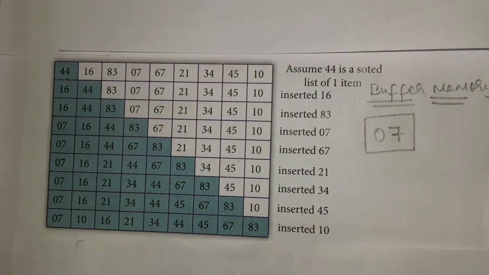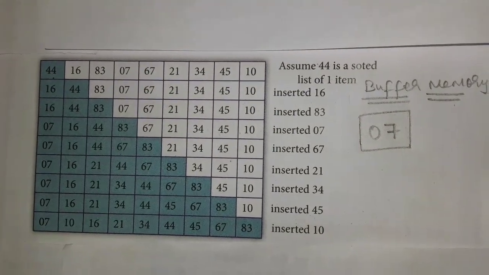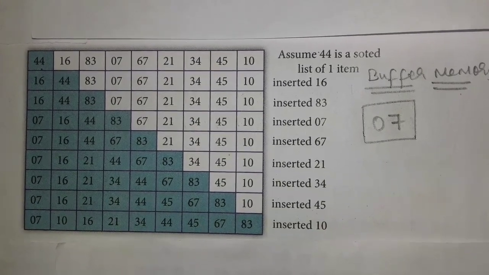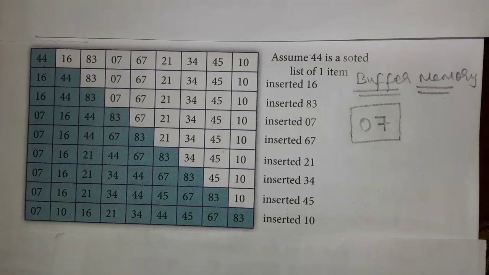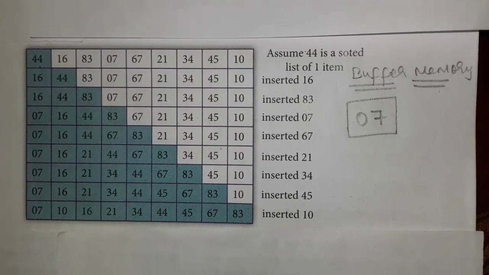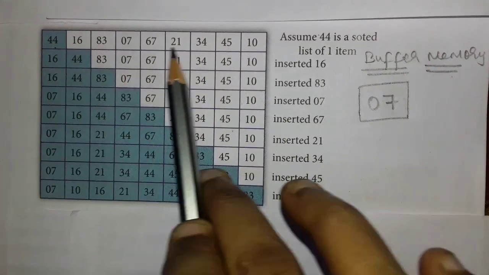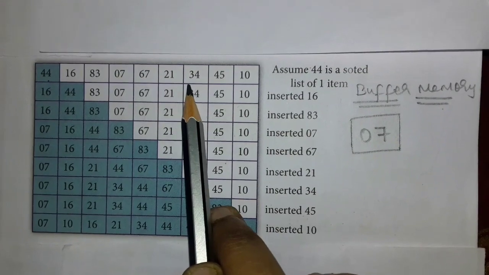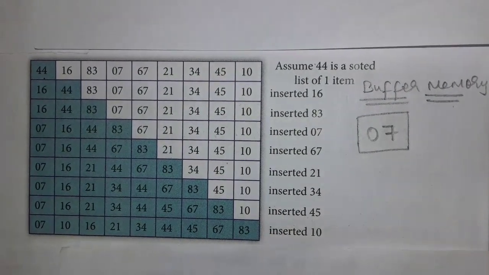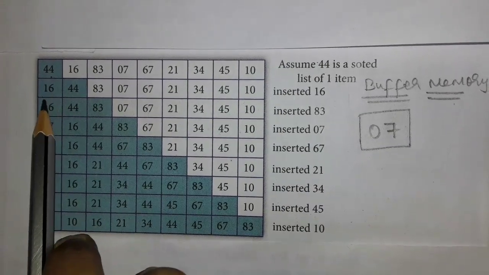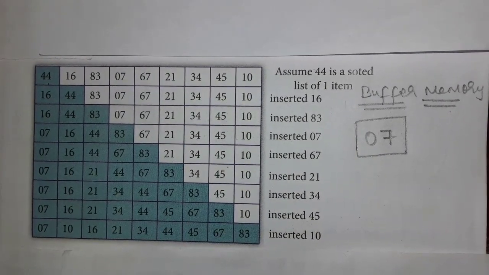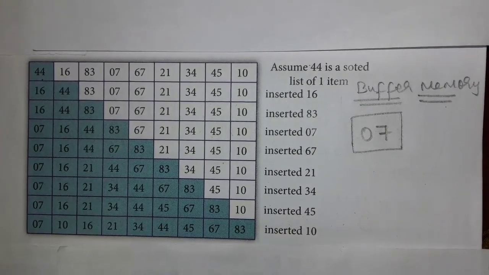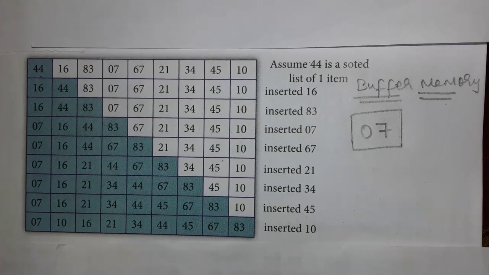The third one is insertion sort. Here insertion sort is searching for the smallest element and placing that in the correct position. That is your insertion sort. So let us see an example for this. See these elements. We have 44, 16, 83, 7, 67, 21, 34, 45 and 10. What is the first element? 44, and the second element is 16. These two elements will be compared. Now 16 is smaller, so 16 will be brought into the first position and 44 into the second position.